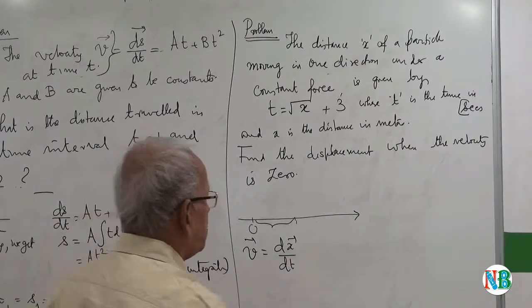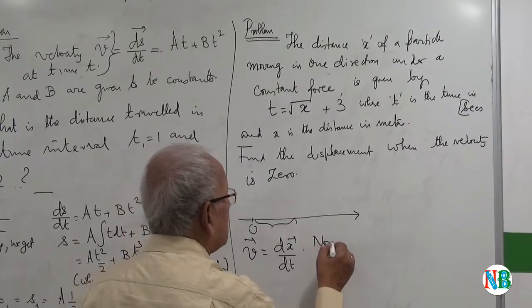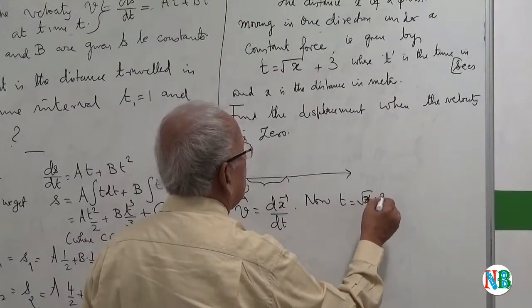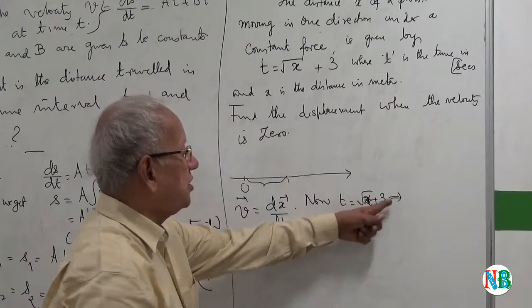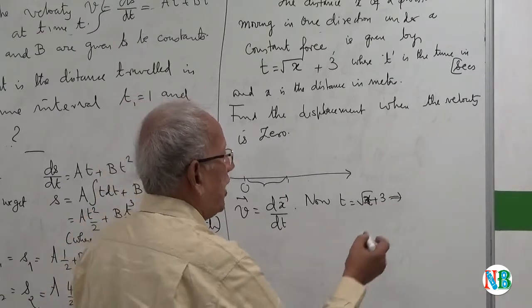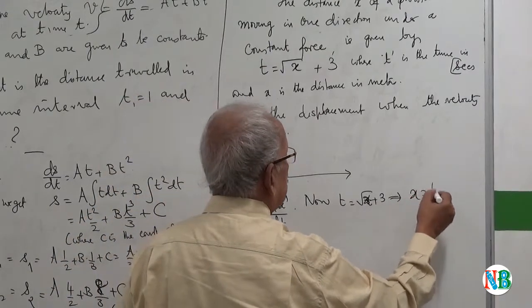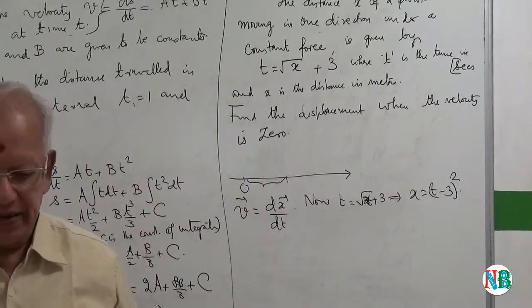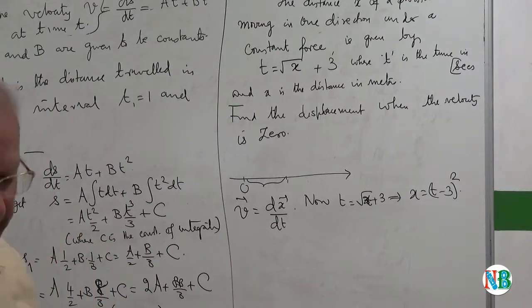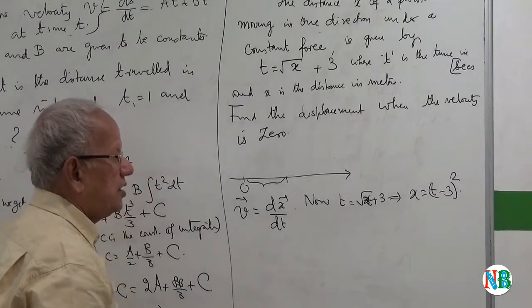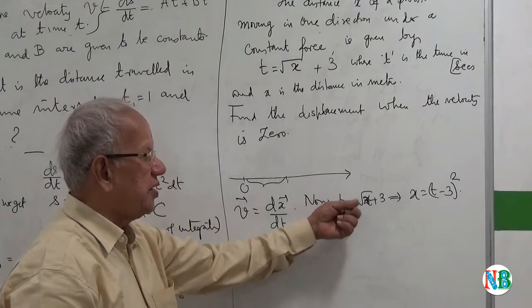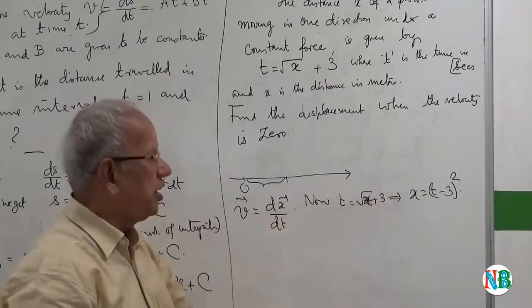Now let's look at this equation. Now t equals root x plus 3, so I can take the 3 to the other side and square it, so x becomes t minus 3 whole square. Is that right? T equals root x plus 3. Shift this 3 to this side, then t minus 3 equals root x, square it, then you get x equal to t minus 3 square.